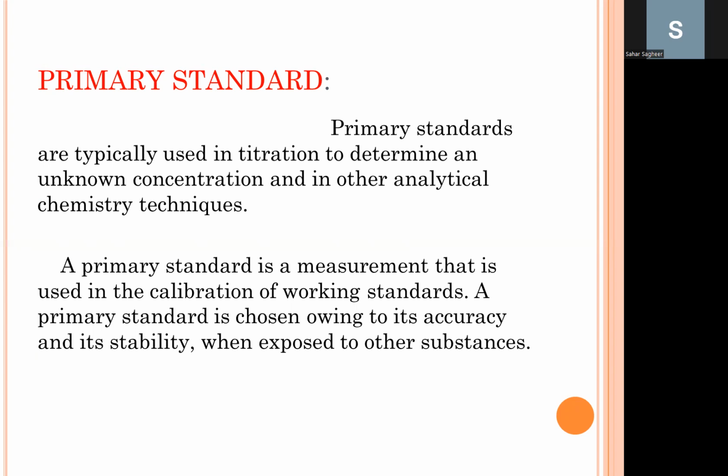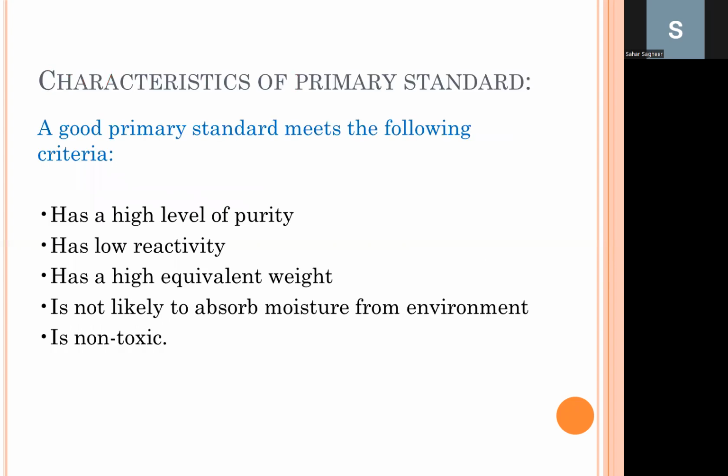So a primary standard should have basic qualities for being a primary standard. So here, have a look. Characteristics of primary standard. A good primary standard meets the following criteria. A good primary standard has a high level of purity, it can't be impure. A primary standard should be pure so that we can compare with other substances to know the concentration of that substance.